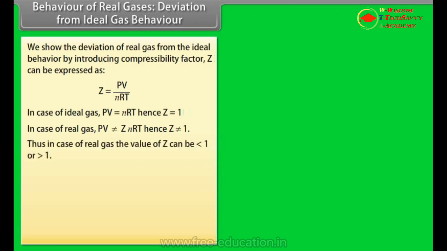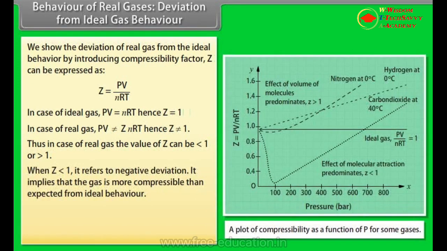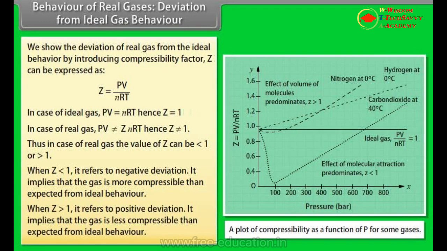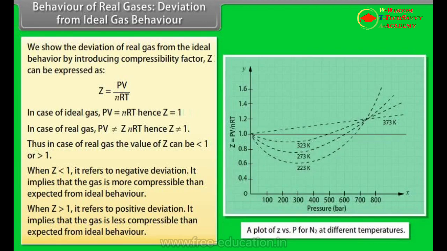Thus, in case of a real gas, the value of Z can be less than 1 or greater than 1. When Z is less than 1, it refers to negative deviation. It implies that the gas is more compressible than expected from ideal behavior. When Z is greater than 1, it refers to positive deviation. It implies that the gas is less compressible than expected from ideal behavior.